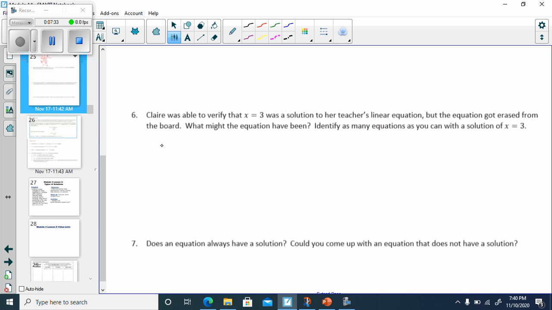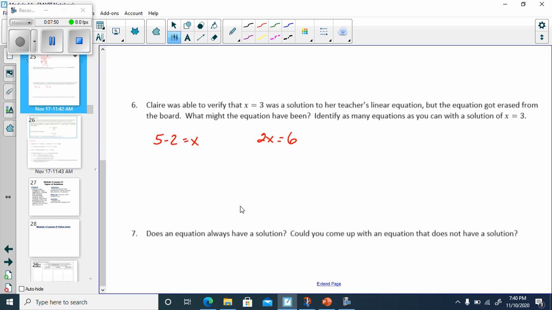Well, let me ask you guys, could 5 minus 2 equal x if x is 3? Yes. How about 2 times x is equal to 6? Anything where x is 3, this would work. Does an equation always have a solution? No. Can you come up with one that doesn't?